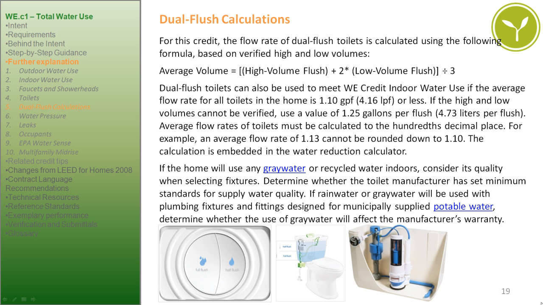If the home will use any gray water or recycled water indoors, consider its quality when selecting fixtures. Determine whether the toilet manufacturer has set minimum standards for supply water quality. If rainwater or gray water will be used with plumbing fixtures and fittings designed for municipality-supplied potable water, determine whether the use of gray water will affect the manufacturer's warranty.